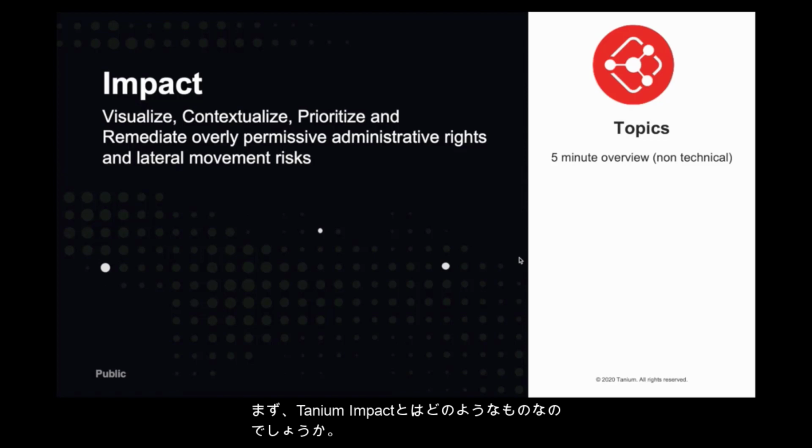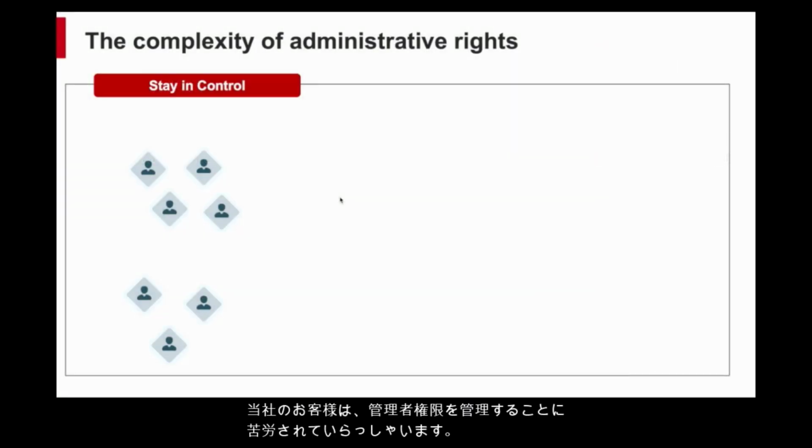First of all, what is Tanium Impact about? Our customers have a hard time staying in control over administrative rights. Usually, these rights are overly permissive. It is just way easier to grant access rights than taking them away.